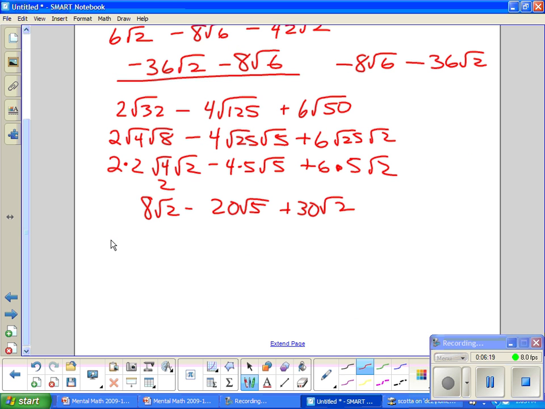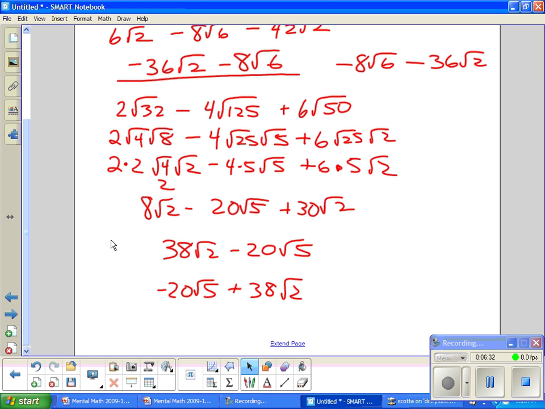All right, now I have square root of 2, square root of 2. I think I can write this as 38 square roots of 2 minus 20 square roots of 5, or I suppose I can write it this way. Is that the ugly way of writing it? I don't know. I don't think it matters. I like to have a positive number first, given the choice. But it doesn't matter. It really doesn't. Depends on the application. All right.